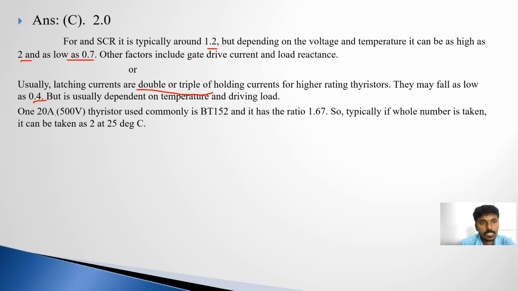A 120 ampere, 500 volt thyristor is commonly used, this model being the BT152. It has the ratio of 1.67, but generally we are taking the 2.